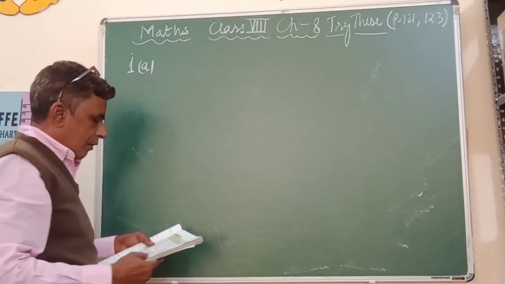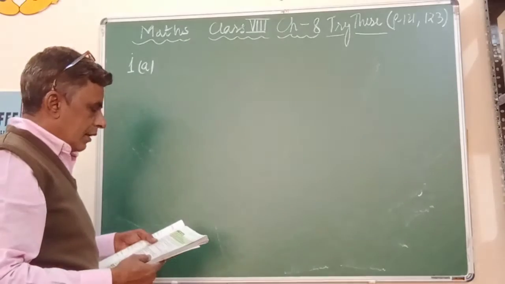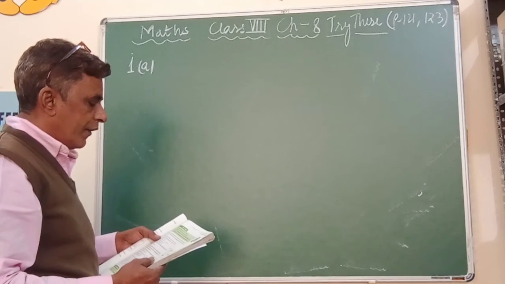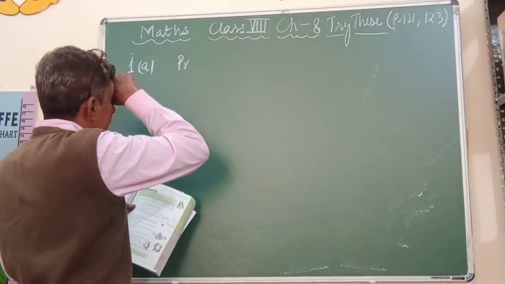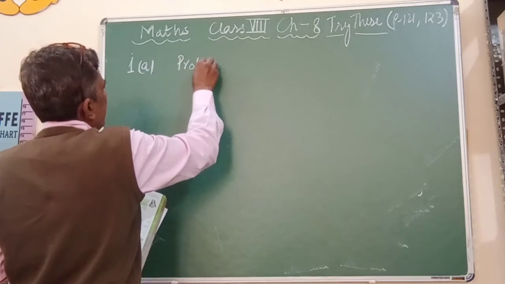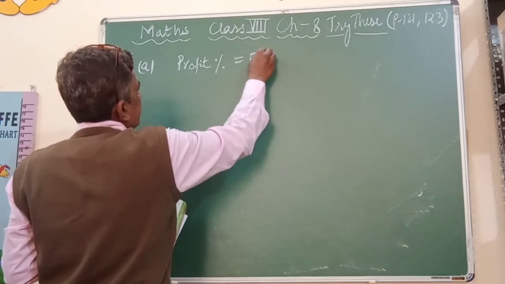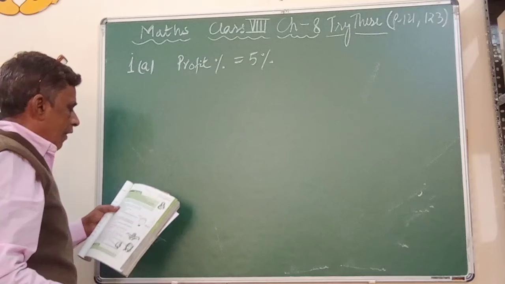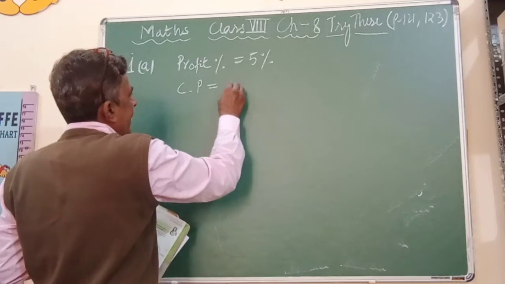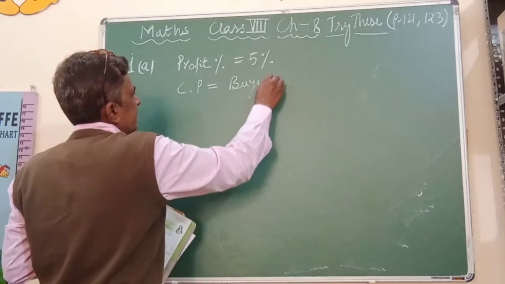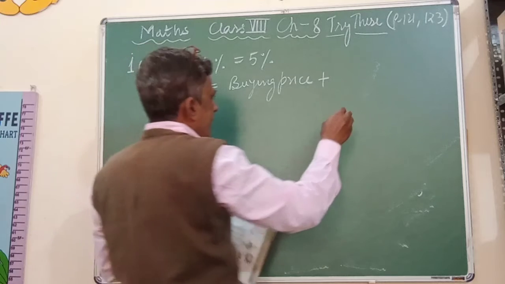A cycle of rupees 700 with rupees 50 as overhead charges, and we have to find the selling price if profit percent is 5%. For all these three questions, profit percent is 5%. In this question, we have to use the formula CP, which is cost price, is equal to buy price plus overhead expenses.